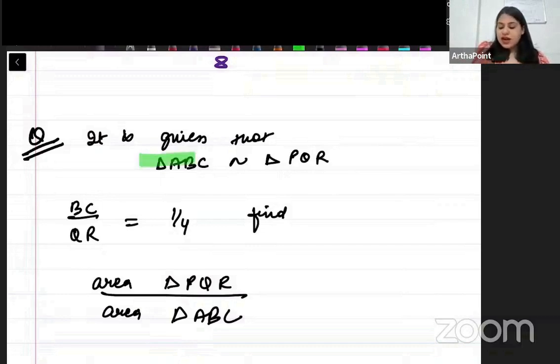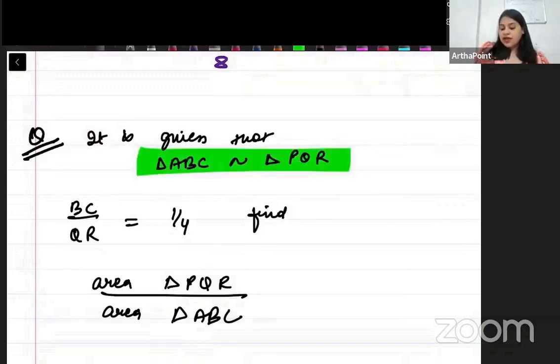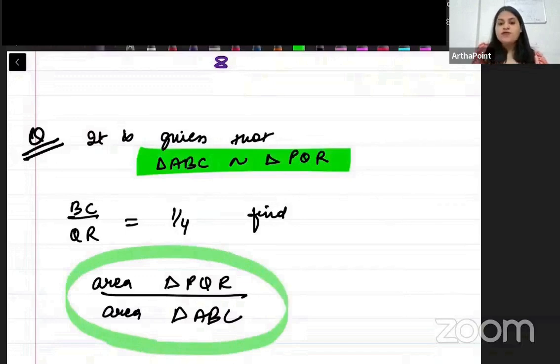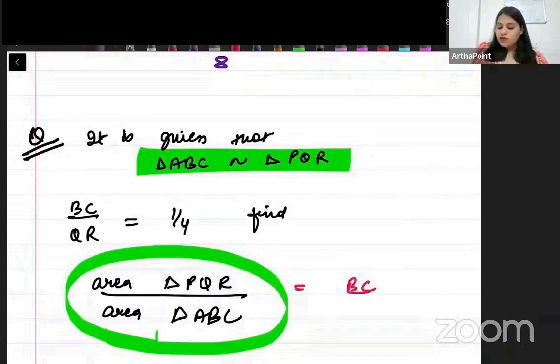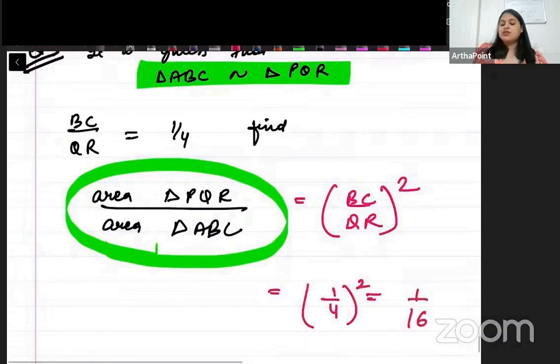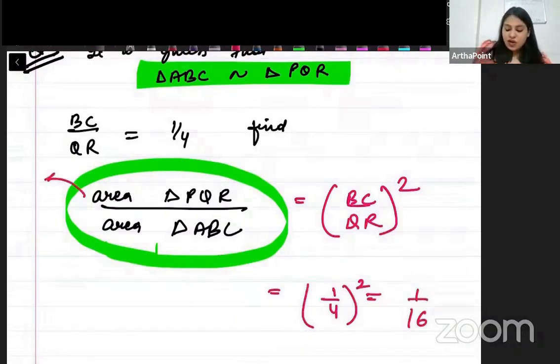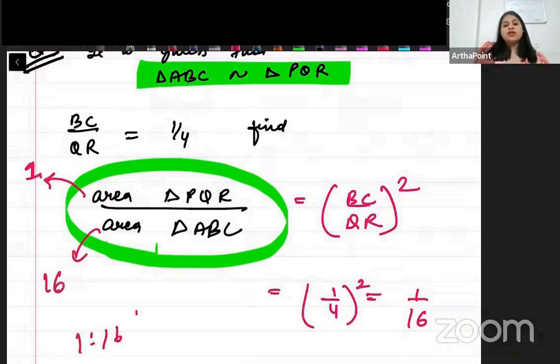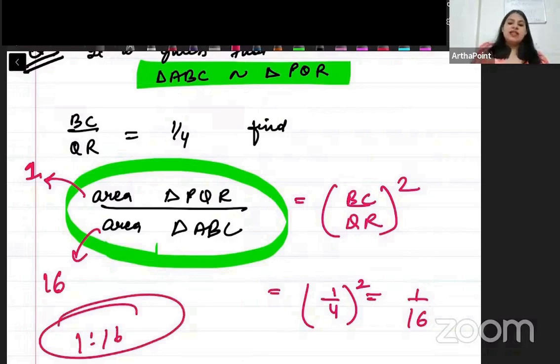When triangles are similar to each other, what is the property? That the ratio of the areas will be the square of the ratio of the sides. So the ratio of sides is 1/4. Its square will be 1/16. So if the area of this triangle is 1, this area will be 16. The ratio will be 1:16. And that's the answer to this question.